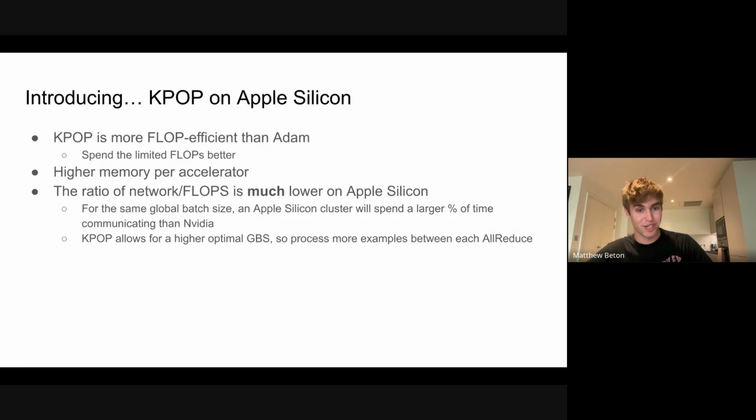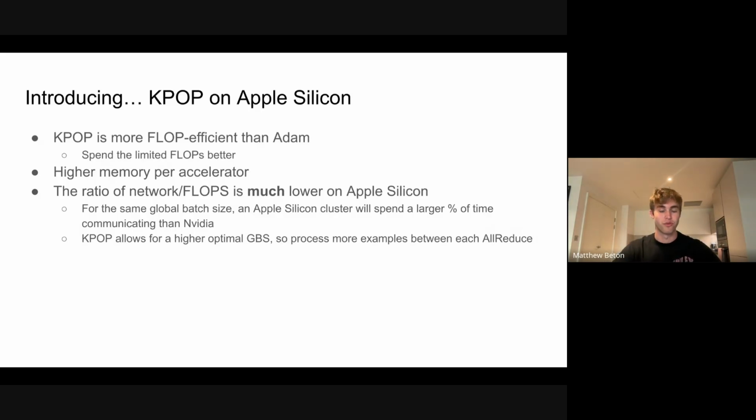We also have higher memory per accelerator, which is great. We can fit these preconditioning matrices, not that big, but they're more size than you would store with Adam. They will fit into your accelerator because you've got a lot more memory going spare. And finally, this ratio is really important to consider, which is network bandwidth divided by flops. So how much can you communicate versus how much can you compute? And this is much lower on Apple Silicon. So you can communicate a lot slower on Apple Silicon than you can on NVIDIA devices.